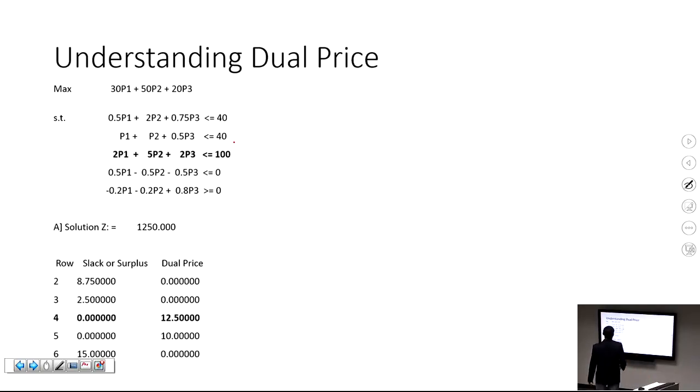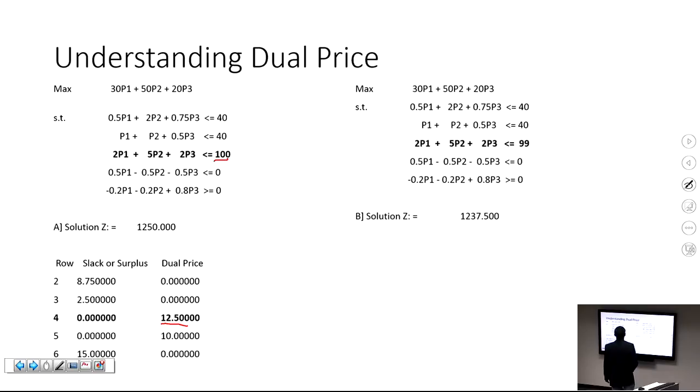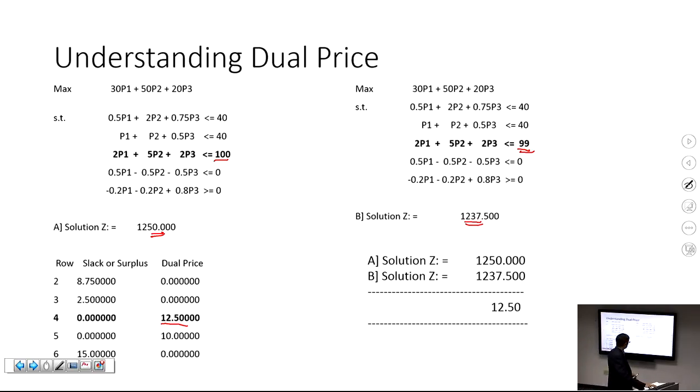So that's 100. Dual price is that. It tells you that if you increase the right hand side, your objective function would go up. And on the other hand, if you decrease the right hand side, your objective function would go down, right? So now I have decreased the right hand side. It has gone down from 100 to 99. And that has resulted in a reduction in profits. So if you find the difference between that number and the earlier number, you will see that the reduction is $12.50. Okay, which is equal again to your dual price. All right, so that's how you interpret the dual prices.